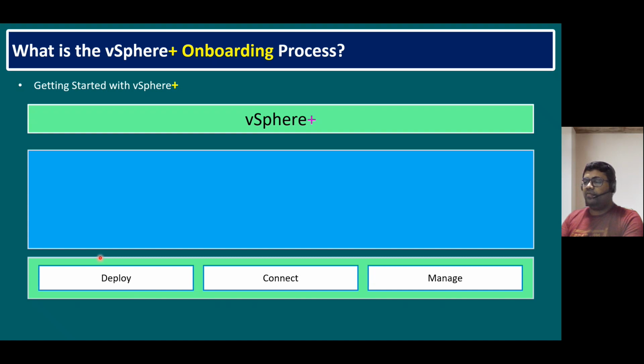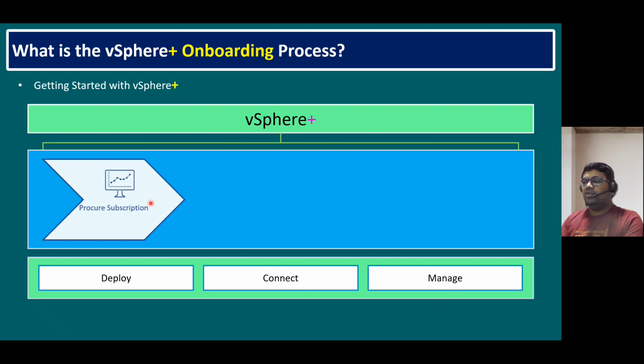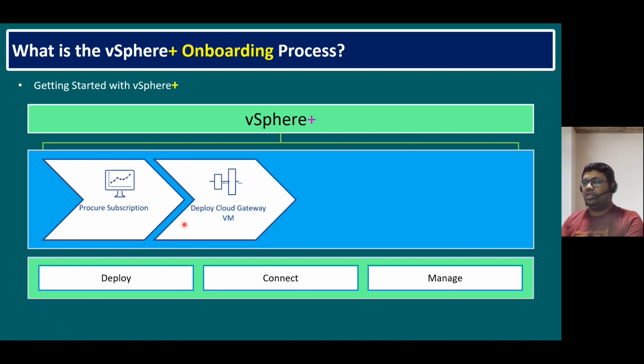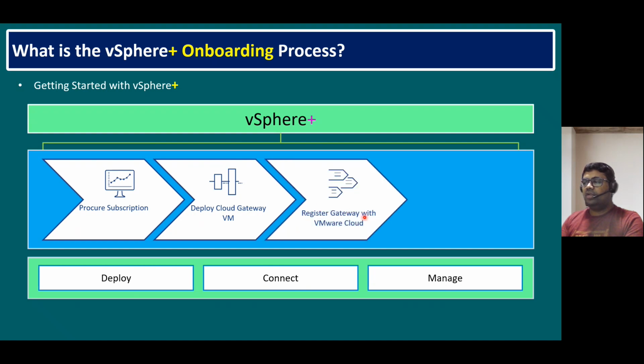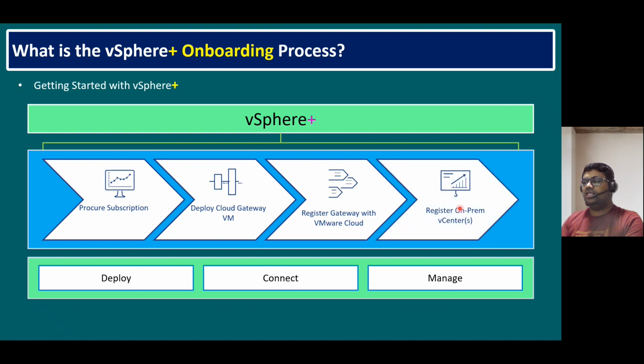That must be deployed first. And then we have to connect that Cloud Gateway Appliance to VMware Cloud. When we connect to the VMware Cloud, we can centrally manage from the VMware Cloud Console. So those steps I highlighted here. Getting started with vSphere Plus, the first step is we have to procure the subscription. This is common. Once you procure, the first step is deploy, that means deploy the Cloud Gateway VM and then register the Cloud Gateway with the VMware Cloud Console. Once we register this, we can start managing.